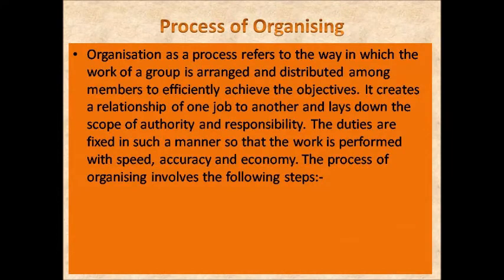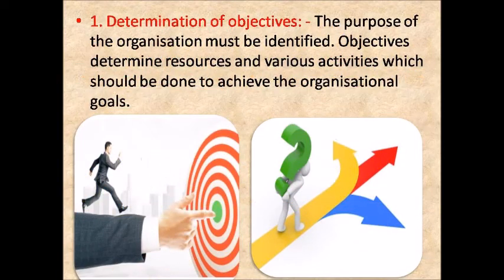Now let's see the process of organizing. Organization as a process refers to the way in which the work of a group is arranged and distributed among members to efficiently achieve the objectives. It creates a relationship of one job to another and lays down the scope of authority and responsibility. The duties are fixed in such a manner so that the work is performed with speed, accuracy and economy. The process of organizing involves the following steps.